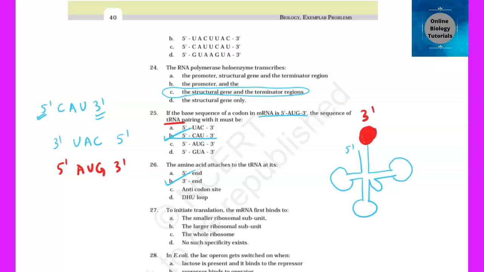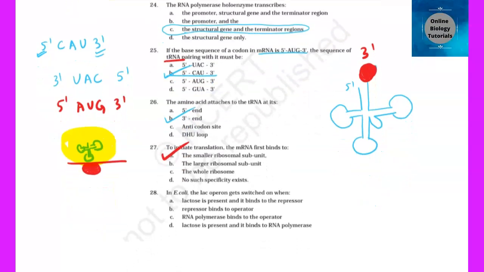To initiate translation, the messenger RNA first binds to the smaller ribosomal subunit. So if this is our messenger RNA, it first binds to the smaller subunit. Then transfer RNA binds to the initiating codon. Then what happens after this? A bigger unit comes and binds. So once all of these are formed, that means the initiation complex is ready to start the process of translation.